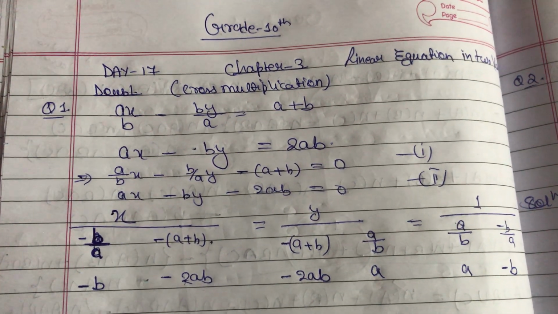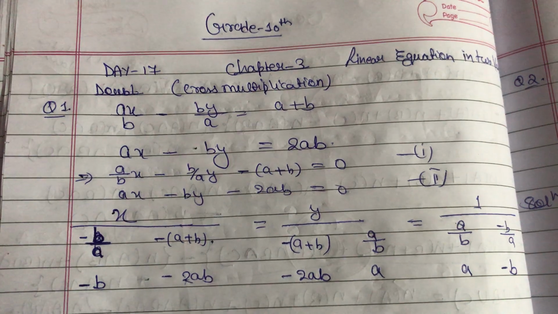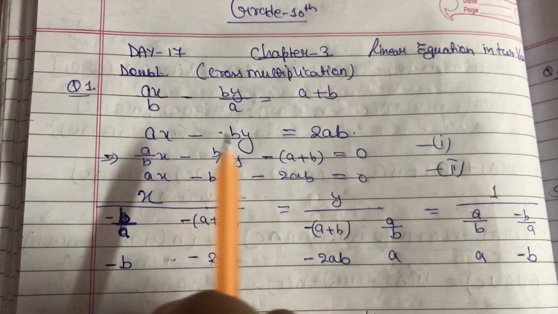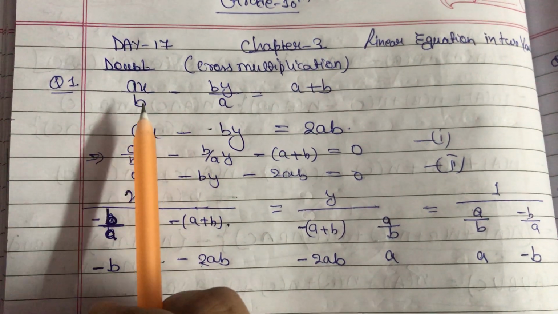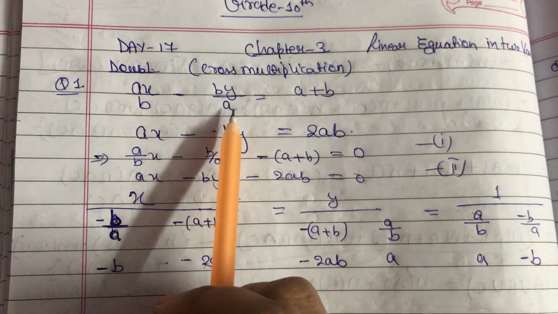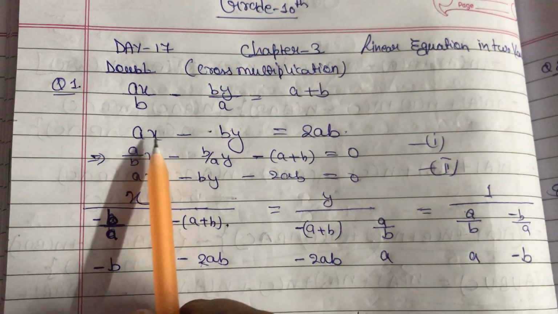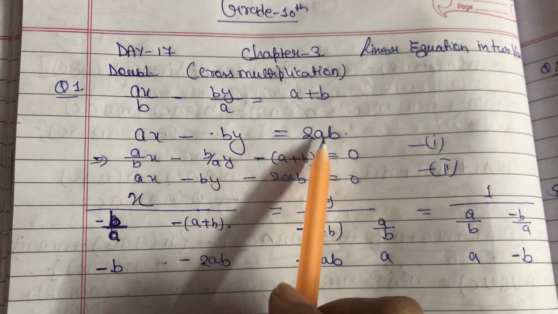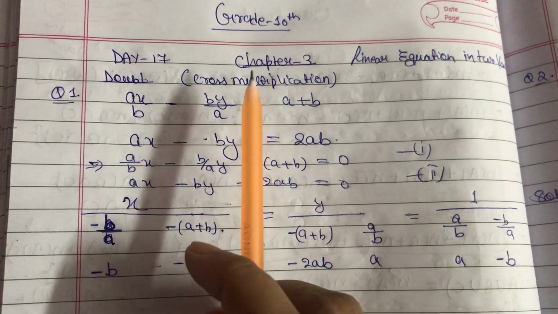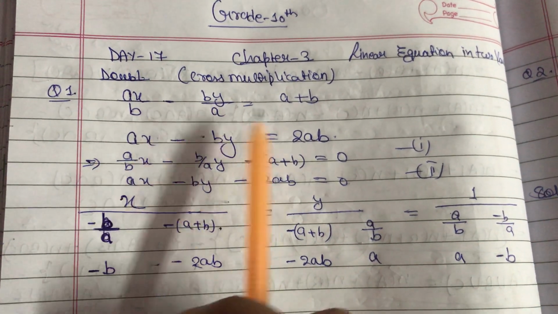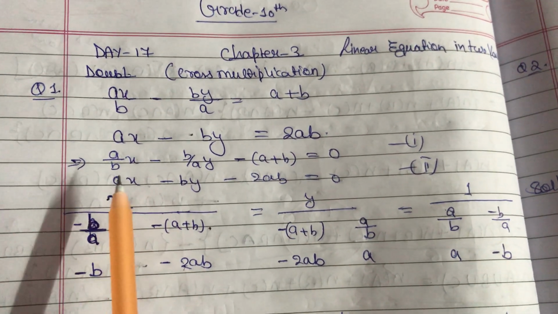Before I start, let me clear a doubt asked by a student. This question I have given you as an assignment also, right? The question is (a/b)x minus (b/a)y equals a plus b, and the second one is ax minus by equals 2ab. These are the two equations. The variables are x and y and the others are constants, right?